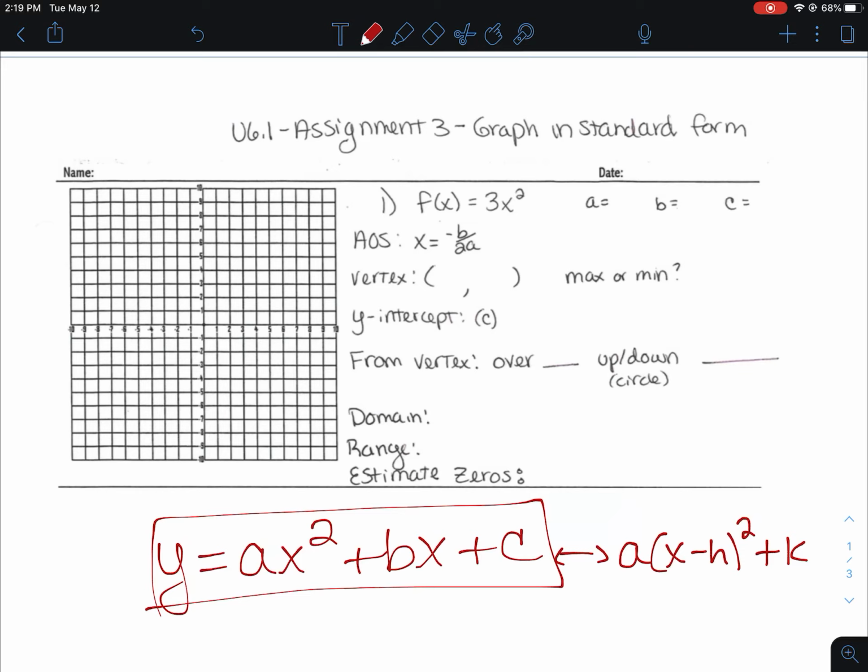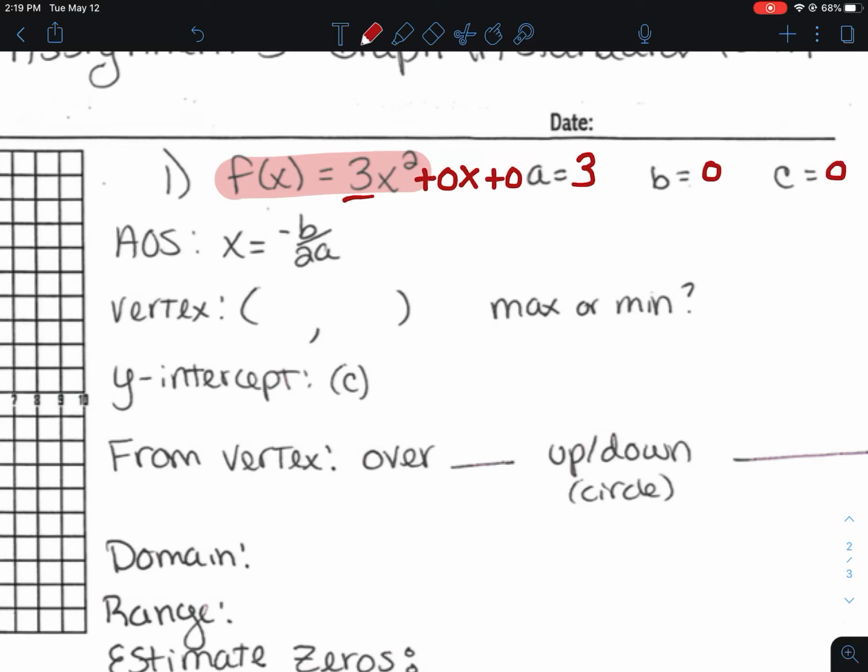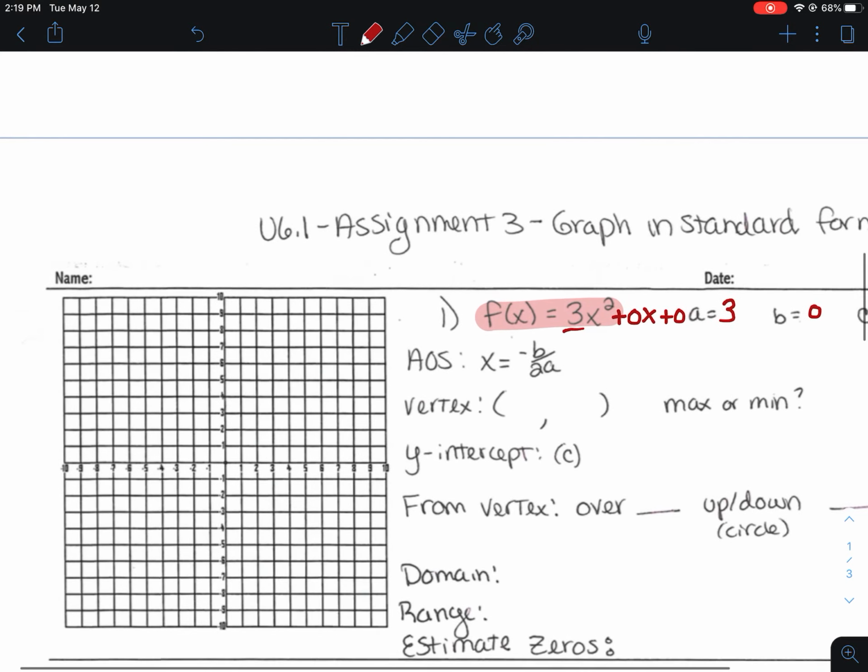Whenever you do a standard form graph, you want to start by identifying what A, B, and C are, because you'll need those values to get the rest of your information. If our equation is 3x squared, then A is always the number in front of x squared, so A is 3. If we don't see an x or a constant, then we assume there are zeros added onto the end. So B and C are both 0.